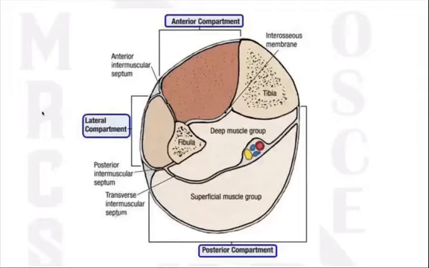Again, the anterior intermuscular septum is separating the anterior compartment and the lateral compartment. Clear? Yes, clear. The posterior intermuscular septum is separating the lateral compartment along with the posterior one as a whole. The transverse intermuscular septum is separating the posterior compartment, which has two groups, the deep and the superficial. So it is dividing these two groups. Is it clear now?